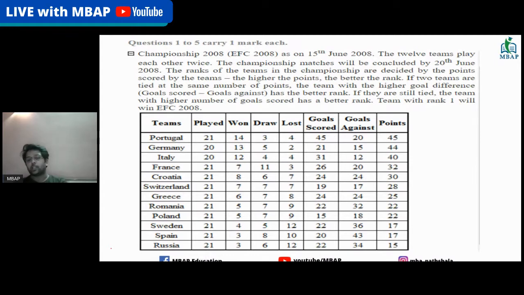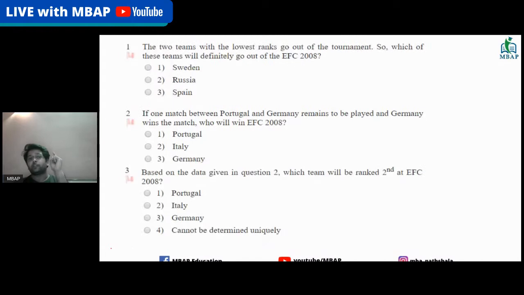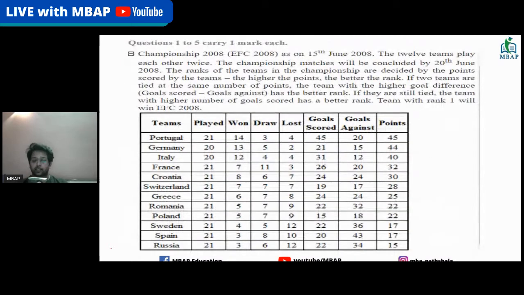Why? Because the question says, dude, only one which will definitely go out. So focus on this keyword, definitely, which means there is certain uncertainty in this case.